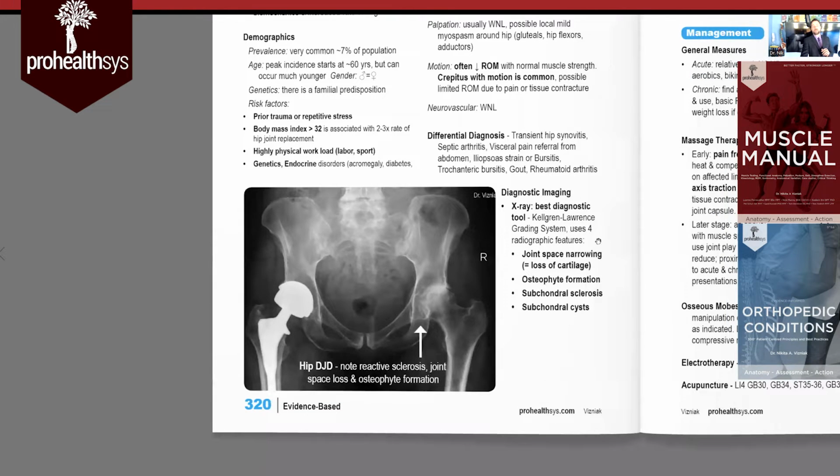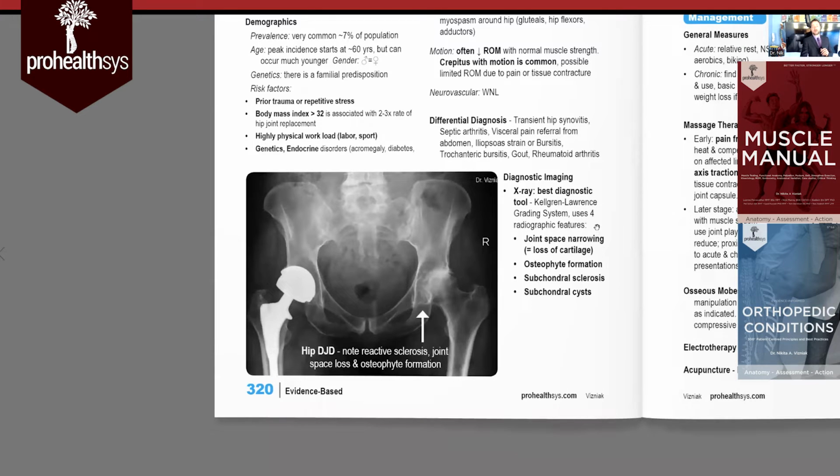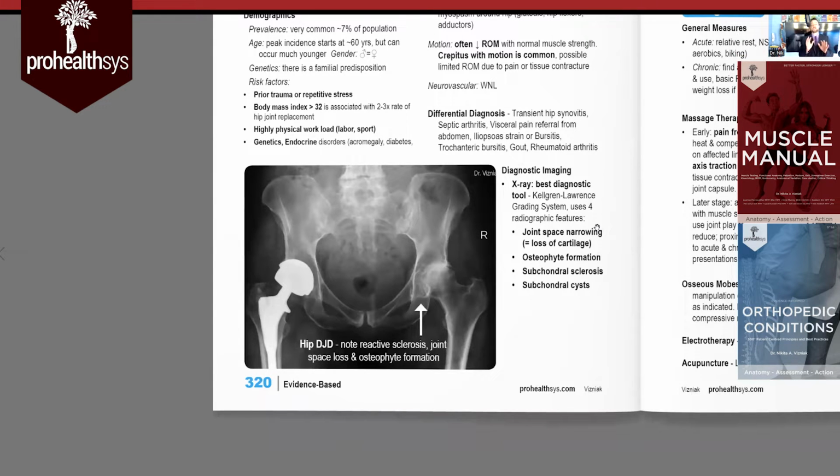Diagnosis on X-ray. You are looking for 4 key findings, and this is the same for osteoarthritis anywhere in the body. So if you remember this, you will have it correct for arthritis anywhere. The first thing you get is non-uniform joint space loss. Please remember that one. Non-uniform joint space loss. Typically, in osteoarthritis of the hip, it's the upper portion of the joint that actually loses its space.